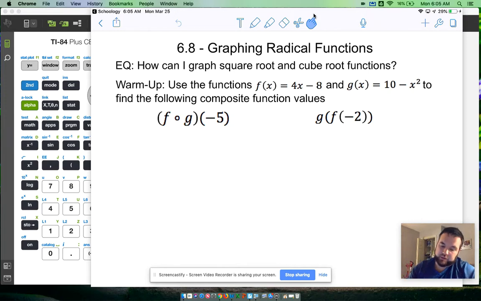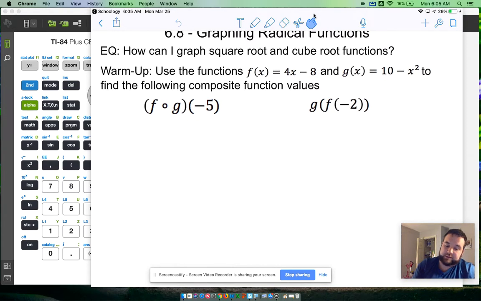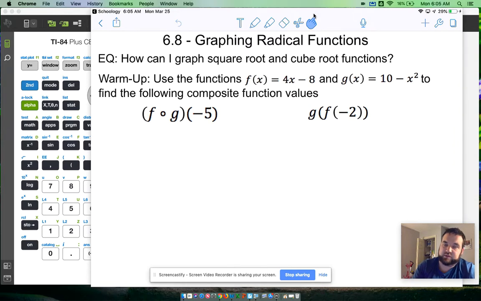You'll be all right. Section 6.8 is the graphing section where we're going to be talking about how do I graph square root and cube root or third root functions. We're only going to look at those two radical functions. We're not going to look at fourth or fifth root. We're just going to focus mainly on square root, and we'll look a little bit at cube root as well.